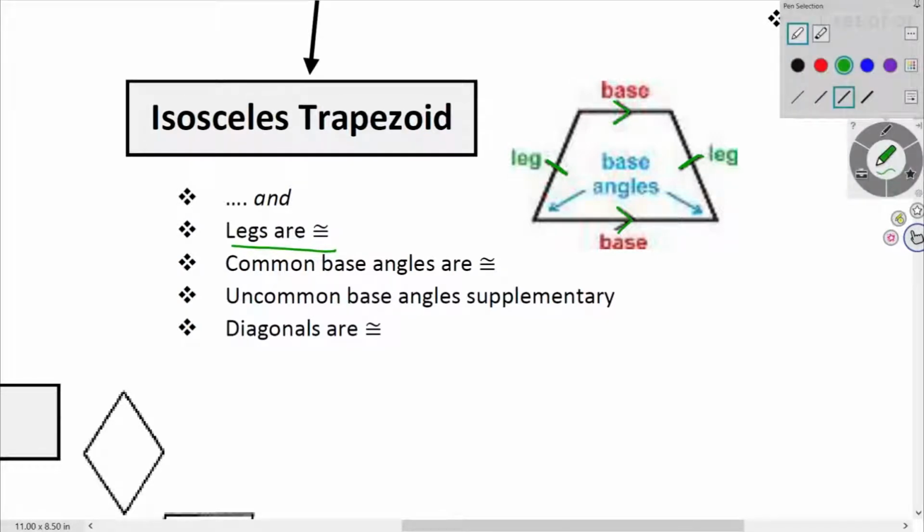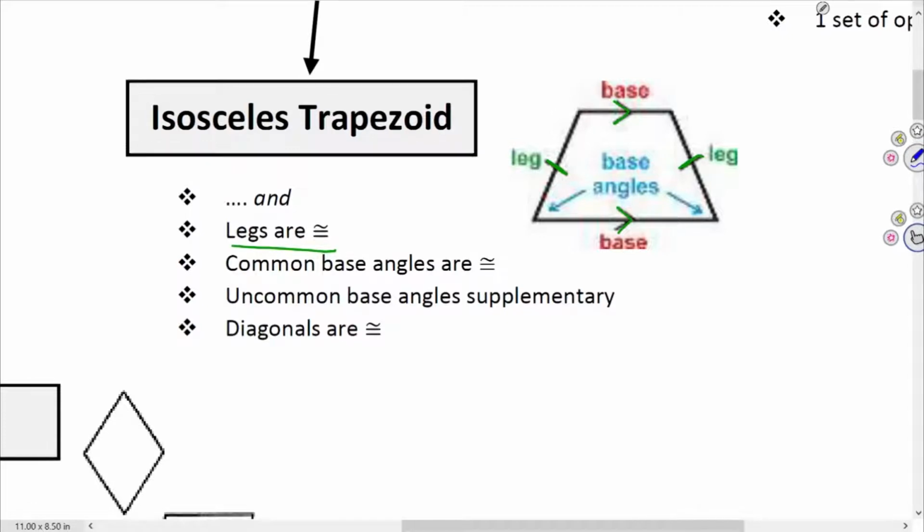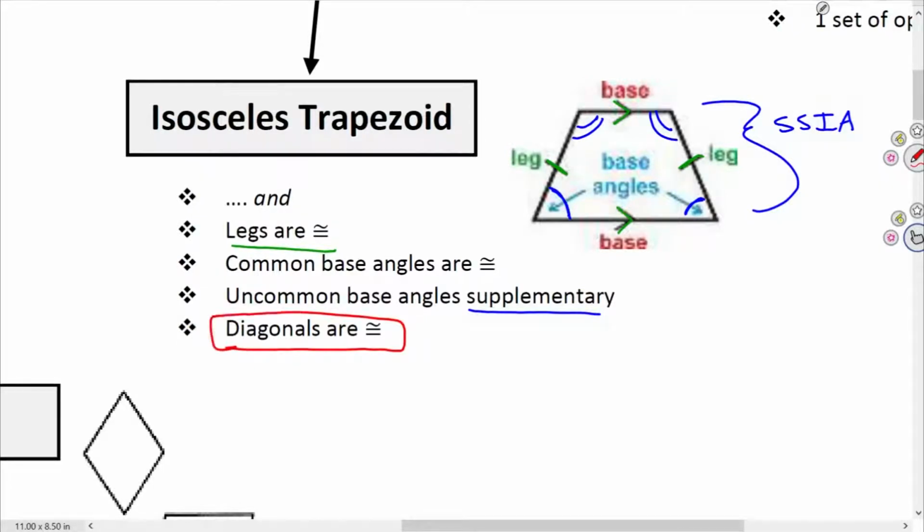Now, with an isosceles trapezoid, just like an isosceles triangle, the base angles down here are congruent, but also the ones up here are also congruent. And also know that just like a trapezoid, we do have same side interior angles, and so the uncommon bases are supplementary. Now, the thing about the diagonals that you must know about an isosceles trapezoid is that they are congruent. This length here is the same as this length here.